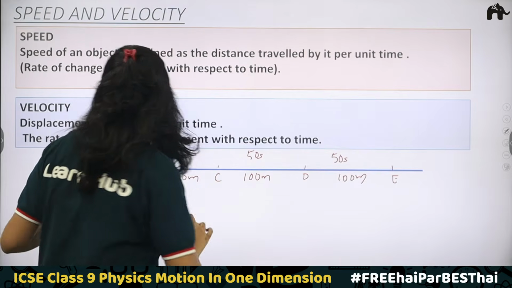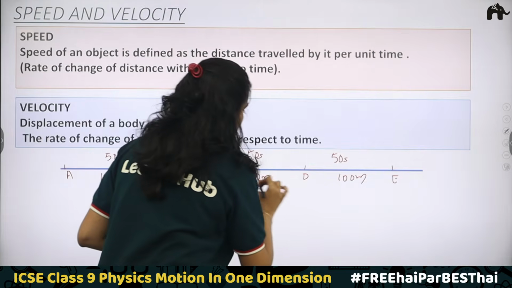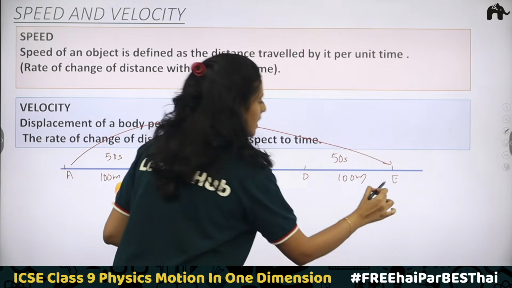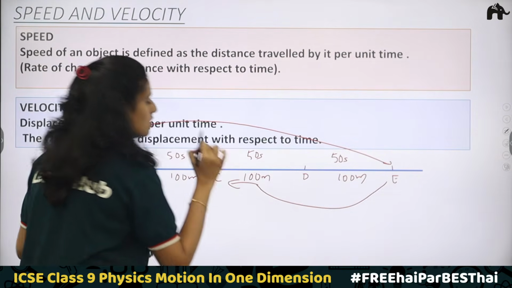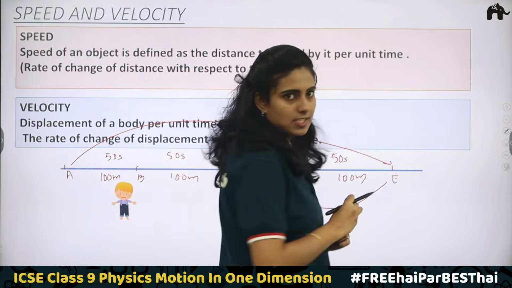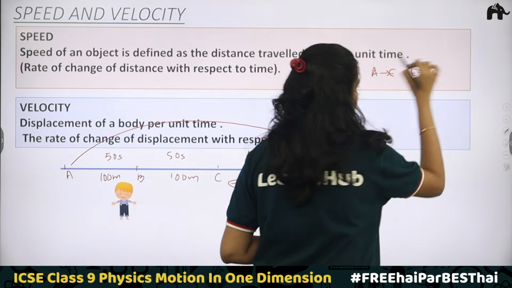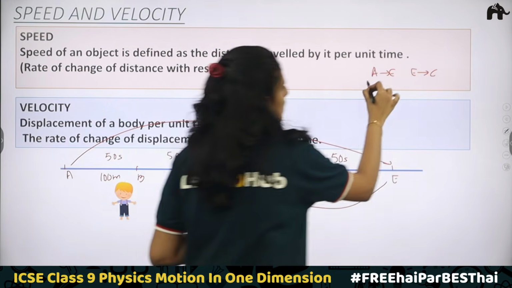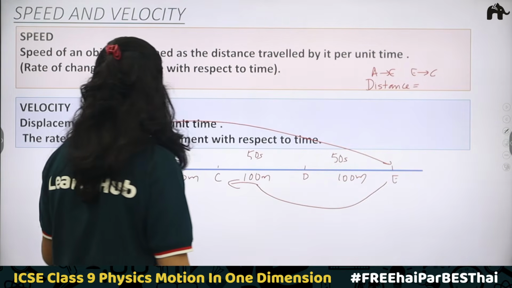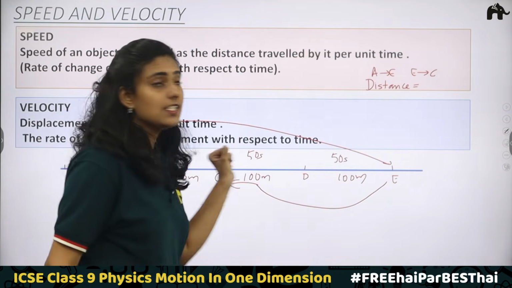Okay. So, we are calculating from A to E and back to C from E. First, he moves from A to E, then from E to C. So, what is the total distance travelled? We are going to find the speed and velocity separately. So, from A to E and E to C, back to C. Total distance is 100, 100, 100, 100 plus 100 plus 100. Okay. So, in total you will be getting 600 meters.